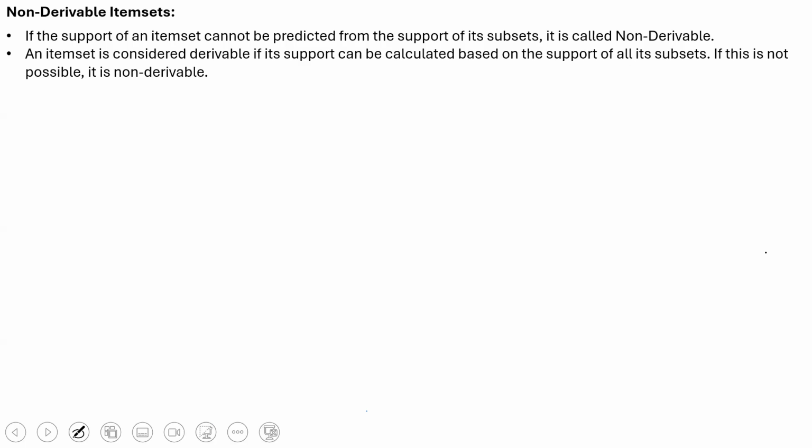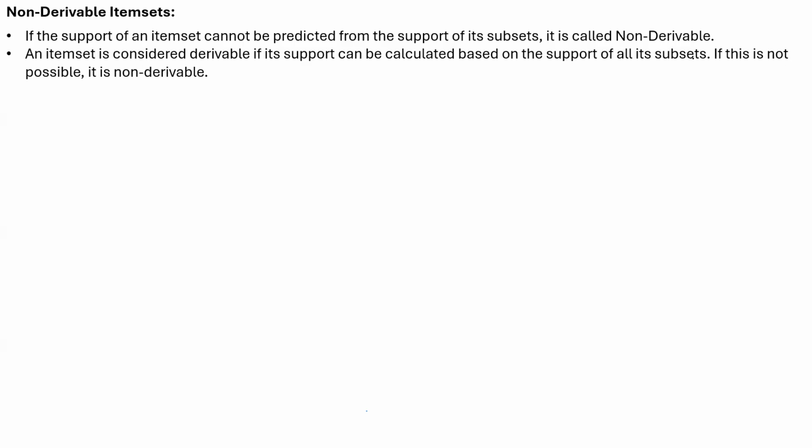Okay, let's understand what a non-derivable item set is. It's a little tricky concept, but an interesting topic too. Non-derivable item set means we are not able to derive the support of an item set from the support of its subsets. This would be a little complex, but let me try my best to get this across to you. If the support of an item set cannot be predicted from the support of its subsets, it is called non-derivable.